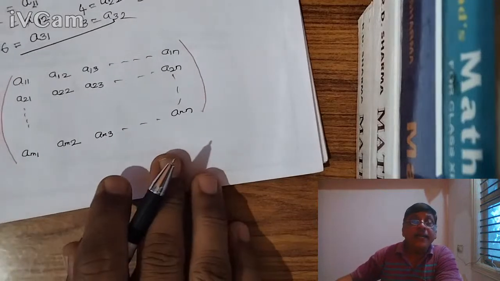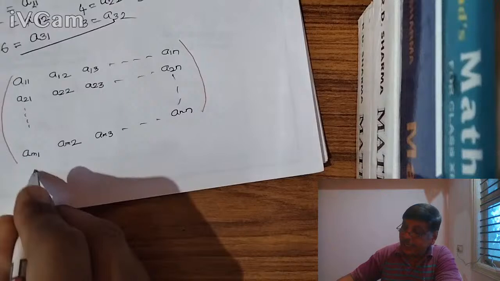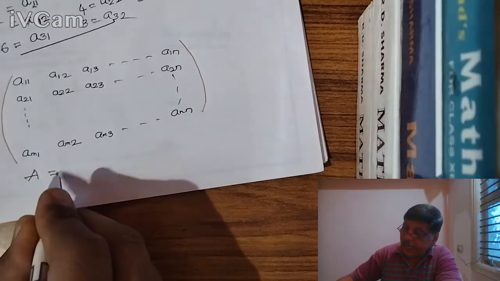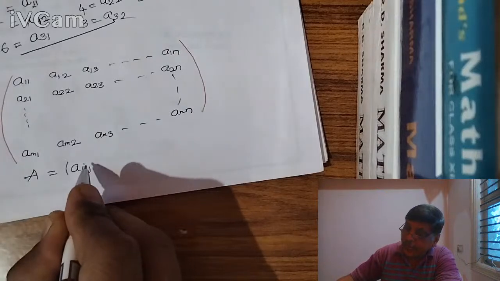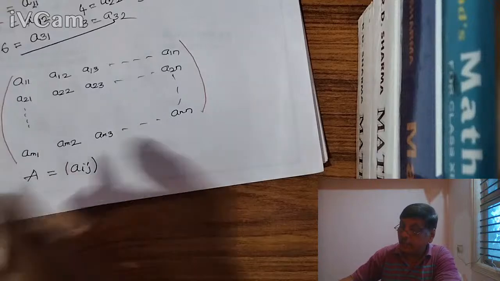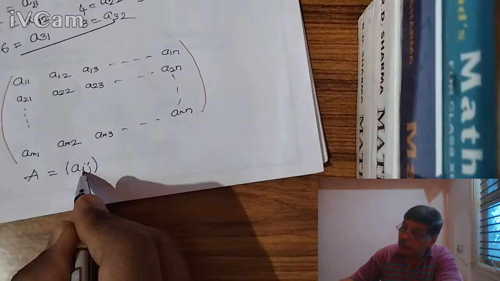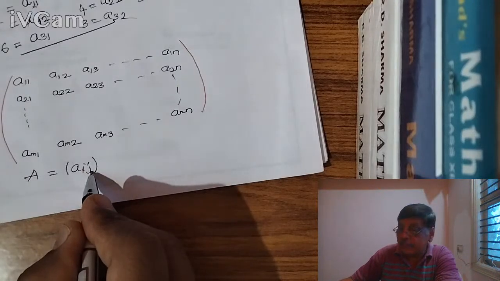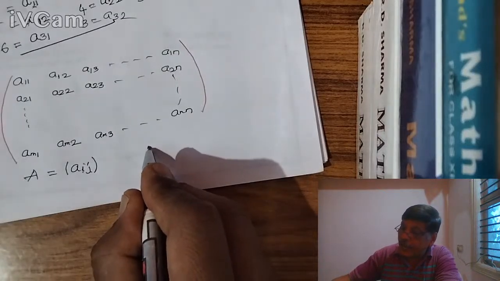So this matrix in compact form we write like this: A equals Aij. In compact form like this. The first suffix i represents the number of rows. The second suffix j represents the number of columns.